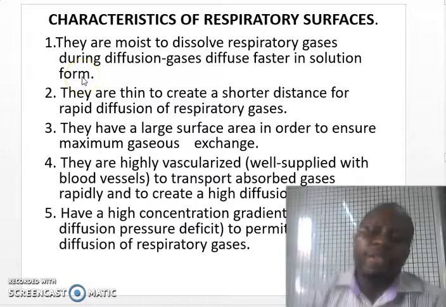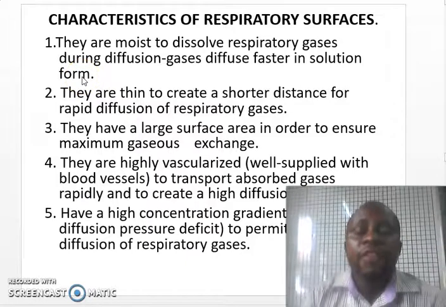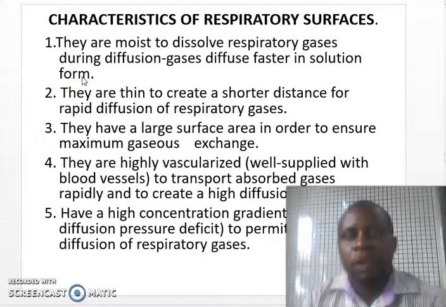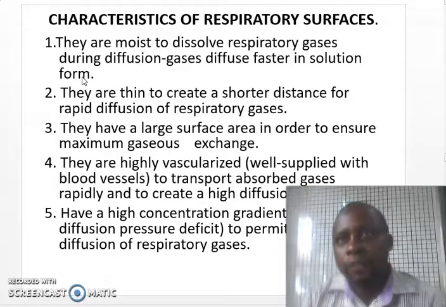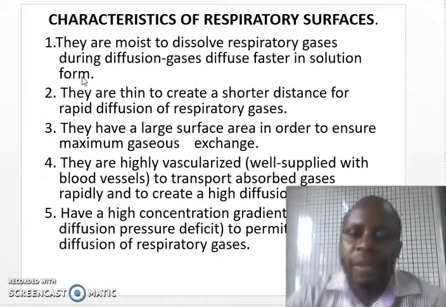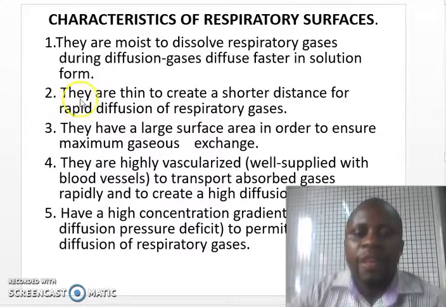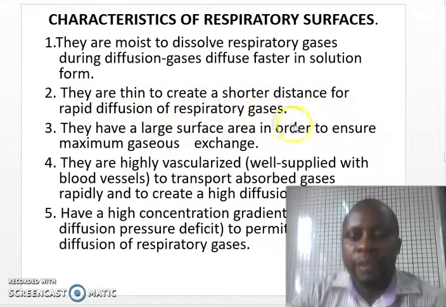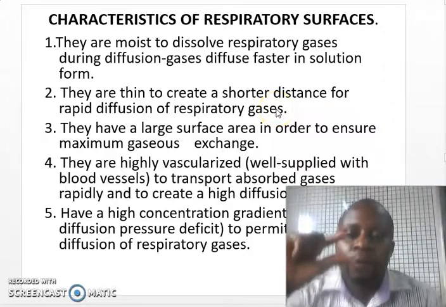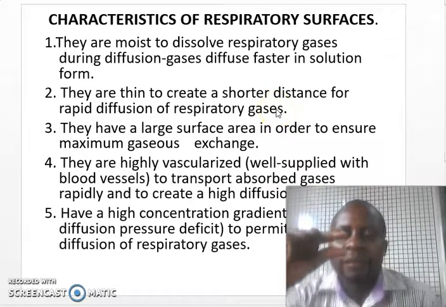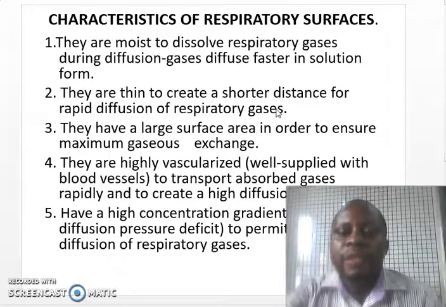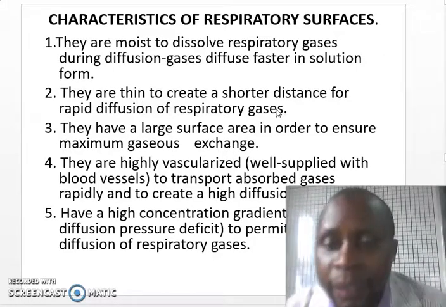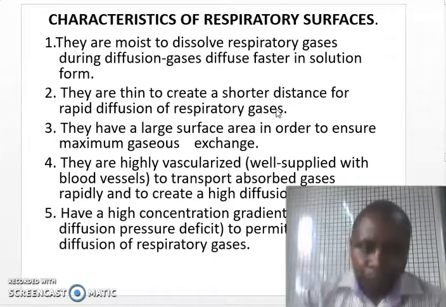So most of the respiratory surfaces have a thin film of water on them. This ensures that the respiratory gases dissolve so that they can easily diffuse into the cells of the organism. Number two, they are thin to create a shorter distance for rapid diffusion of respiratory gases. That is, they are usually one cell thick, very thin. This reduces the distance traveled by the respiratory gases across them.